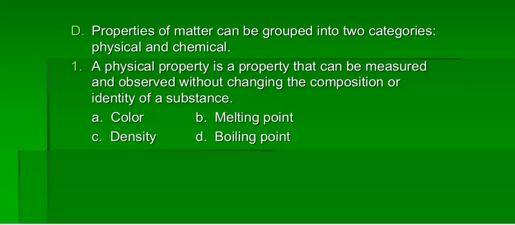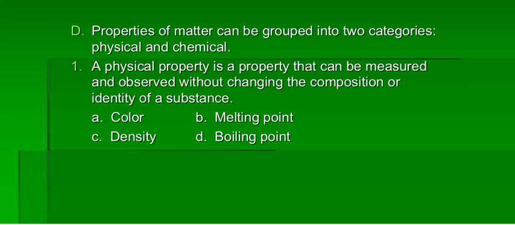We can classify properties of matter into two categories, physical and chemical properties. A physical property you can measure or observe without changing the composition. So I can measure the density of a substance without changing its identity. I can observe the color of a substance, and it's not going to change the substance's identity. Same with melting point and boiling point.